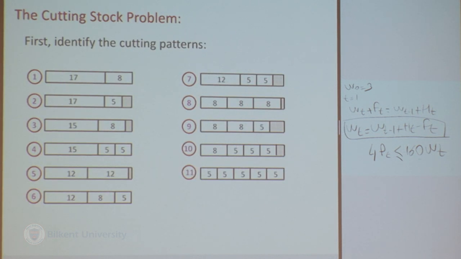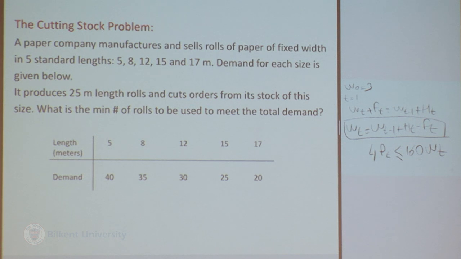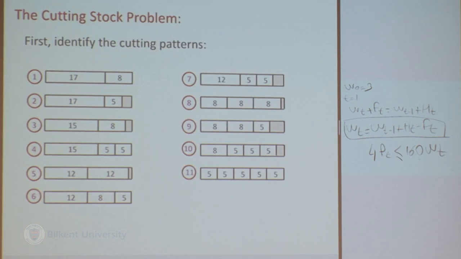This is what we need. Cutting patterns. Let's first figure out what we can do with this 25. I need 5, 8, 12, 15, and 17. 25 has no meaning for me other than that's my limit, right? So what can I do? I'll have the 25. I can get one 17 and one 8, right?